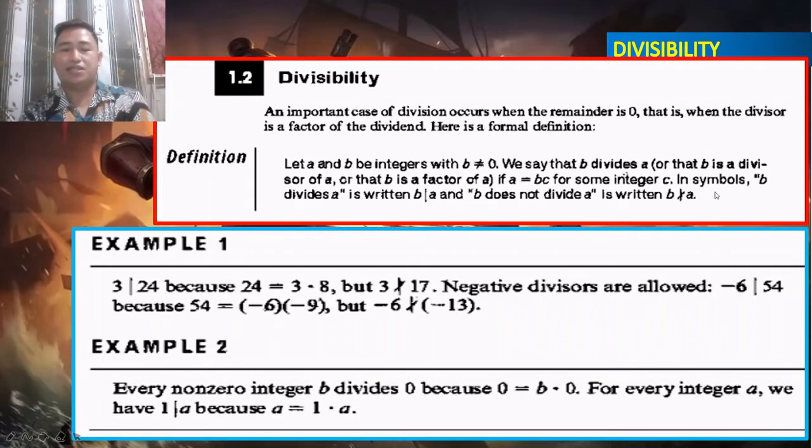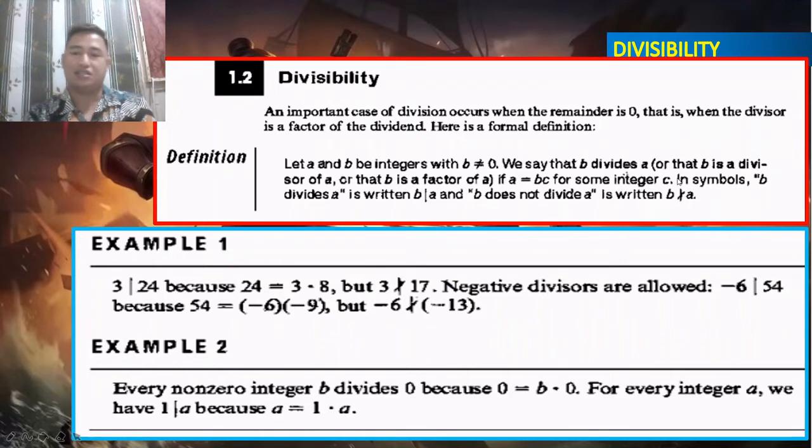So in symbols, b divides a is written as b, then a vertical line, then a. We read it as b divides a. And b does not divide a is written with a slash through the vertical line, like the slash on the equal sign that makes it not equal.